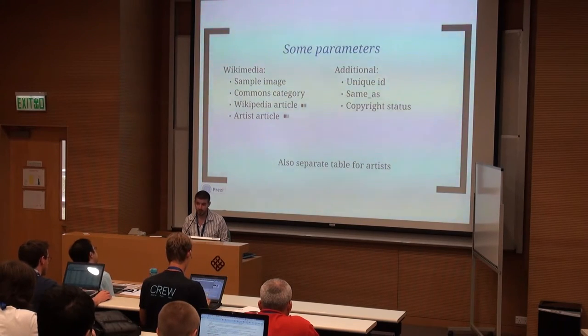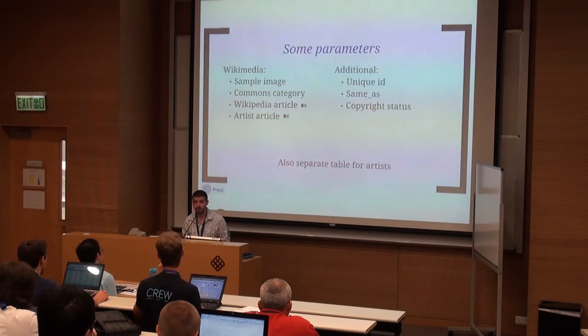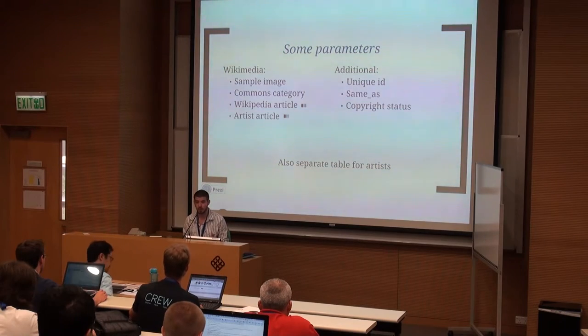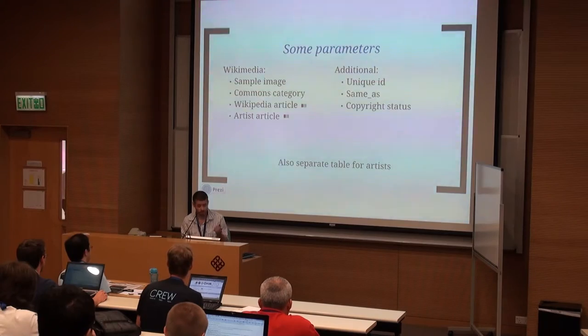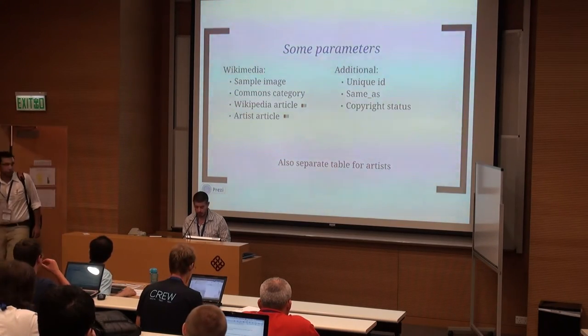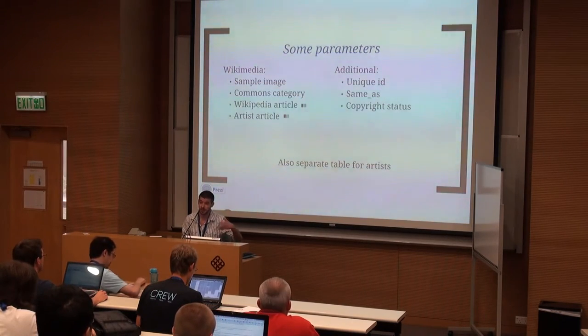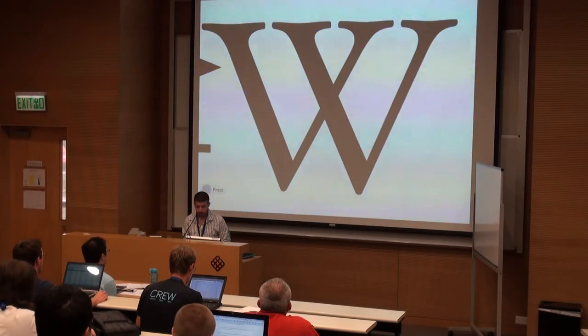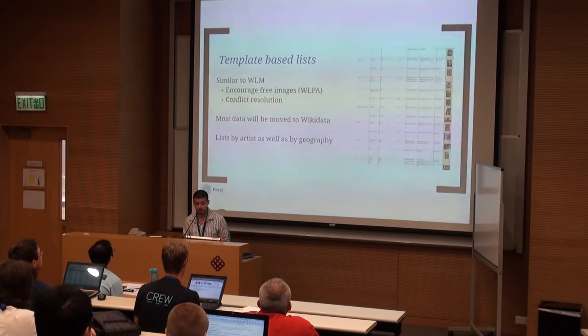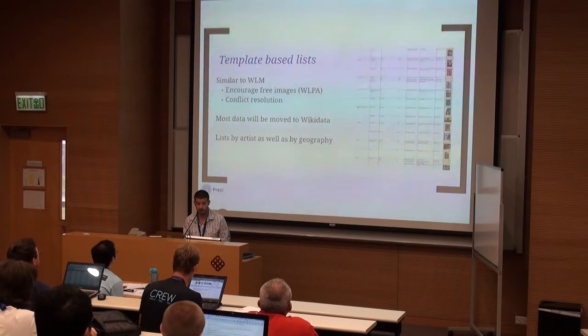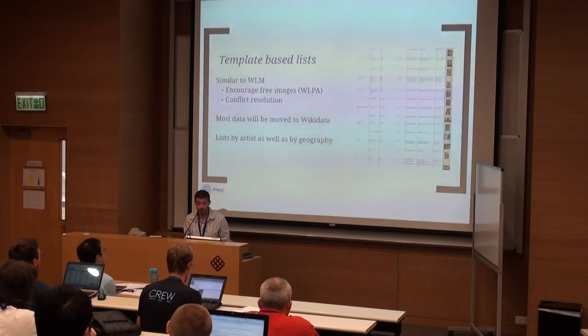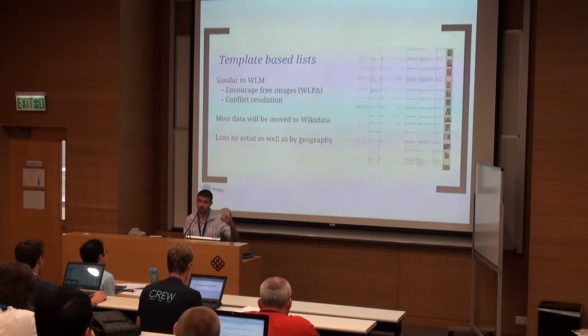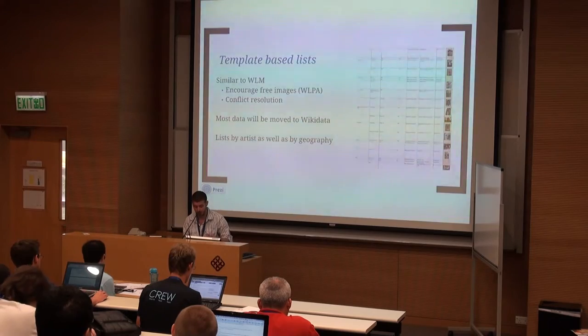And we also try to keep a record of the copyright status, both for internal reasons, but also in order to prevent people from uploading images if they are, in fact, say, inside the national public domain. And there are several artists, essentially, so that you can do queries on artists as well as on artworks. So on the Wikipedia side, it's just as for Big List Monuments: template-based lists encourage free images to be uploaded. Conflict resolution is dealt with in the same way it's dealt with in all articles. Most of these entries can be moved to Wikidata once phase 3 is set up. And in addition to these, we can also create these lists based on artists and not only by geography, which we currently already have for Wikipedia.